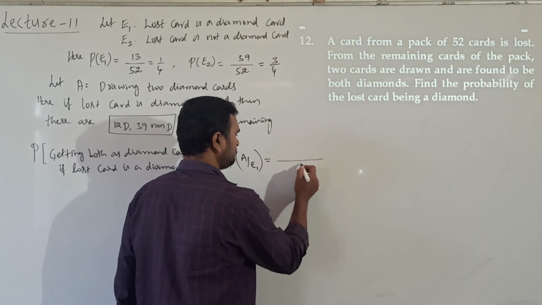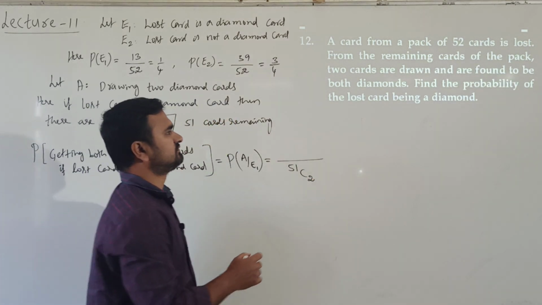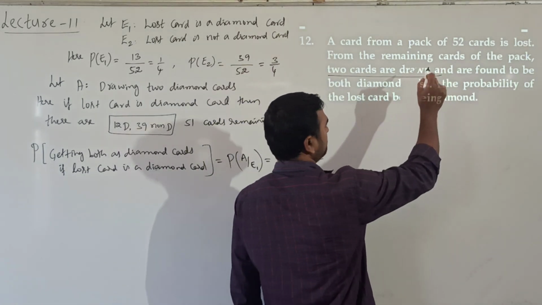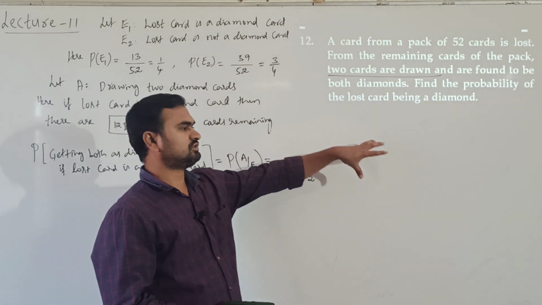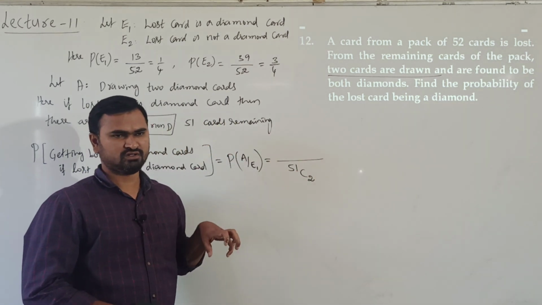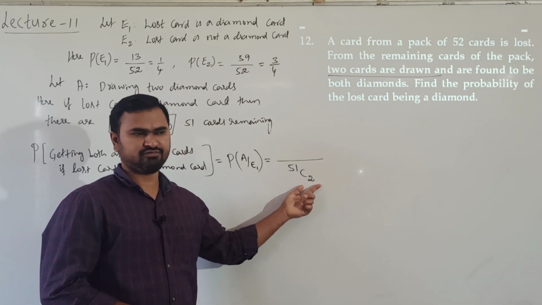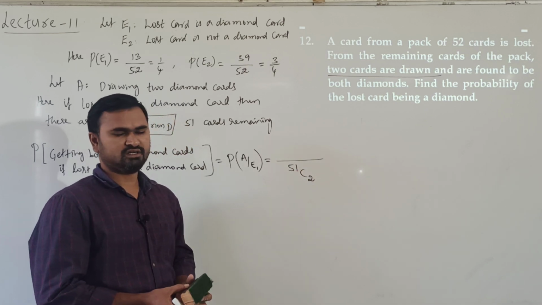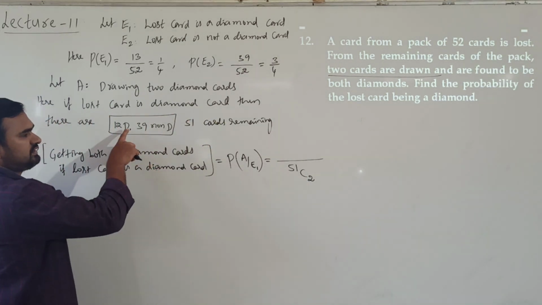How many are total now? 51 are there. In that we are selecting two cards. Okay, so from the remaining cards, two cards are drawn. Whenever nothing is mentioned, we assume that both cards are taken at a time. So what is the total chance of selecting two cards out of 51? It is 51C2. In that how many are in favor now? Getting both as diamonds. How many are diamonds?